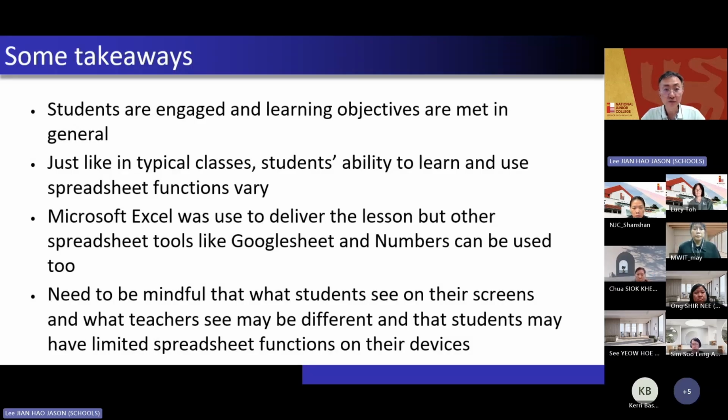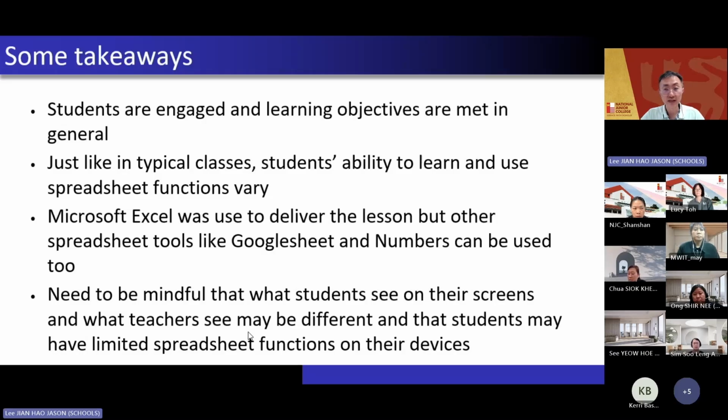So if a teacher intends to use Microsoft Excel to deliver the lesson, then he must ensure that he uses a student's device and runs through the lesson to see that they can actually do the same things, perform the same functions. All right. With that, I end my sharing.